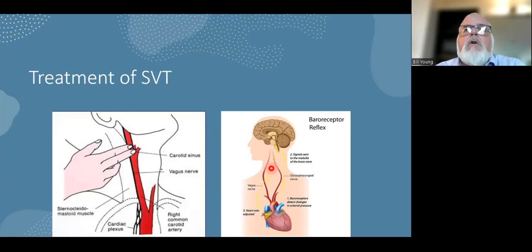Now, my question here is, and I'll throw this one out to John. If we hear a bruit on, say, the right side of the carotid artery, do we go over and check the left side? And if we don't hear a bruit, do we do carotid massage there, John?